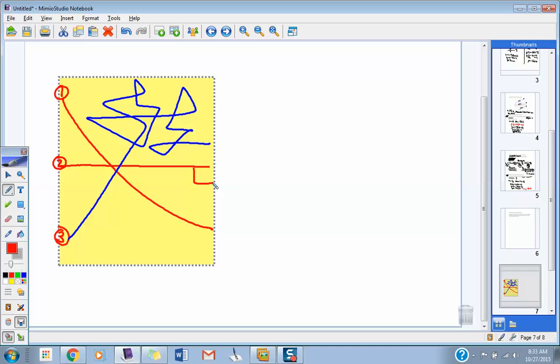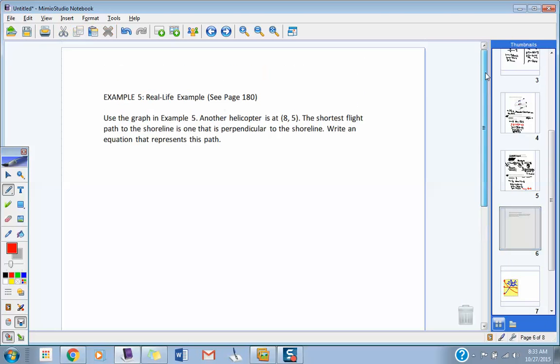So, in our example right here, guys, I'm going to kind of tell you what's going on in the story problem at the end of your notes. Okay, on page 180 of your books, they talk about a search and rescue going on. Sometimes the Coast Guard has to get a helicopter to go out to sea and rescue people, right?